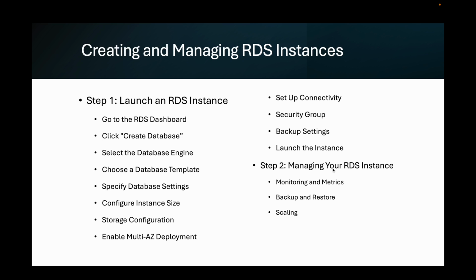Now, scaling. RDS allows you to scale vertically by changing the instance class, for example from db.t2.micro to db.m5.large, which adds more CPU and memory. You can also scale your storage capacity without downtime if you enable storage auto scaling.